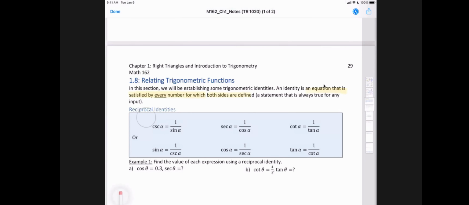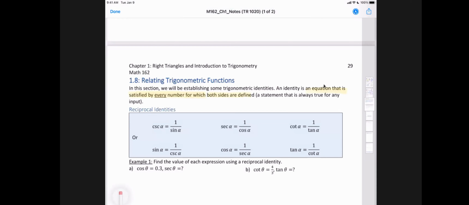These are called the reciprocal identities, which I've touched on already, but here's the formal definition. And so here's an identity, and this is a true statement such that for any alpha you plug in, like if you put in 30 degrees into these alphas, the left-hand side is going to be equal to the right-hand side. And that's why it's an identity. You can change this alpha to anything, like 50 degrees, and here the left-hand side is the same as the right-hand side.